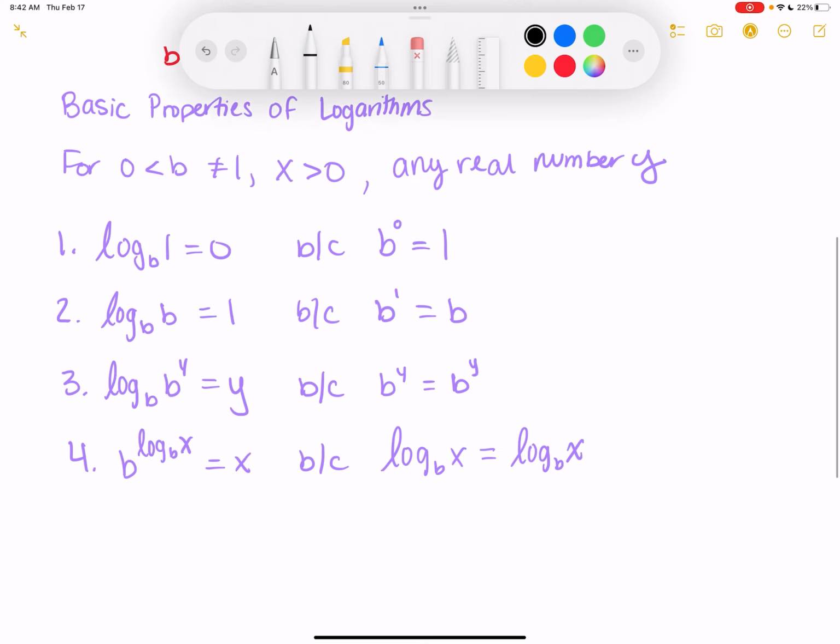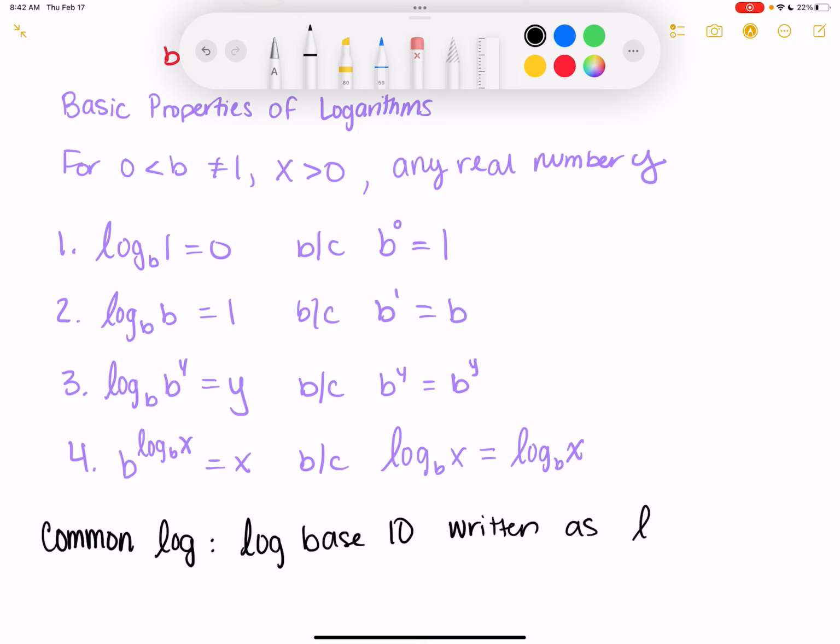Alright, so then a common log. This is a button on your calculator. It's log base 10. But we just write it as the log of b, and that means the same thing.